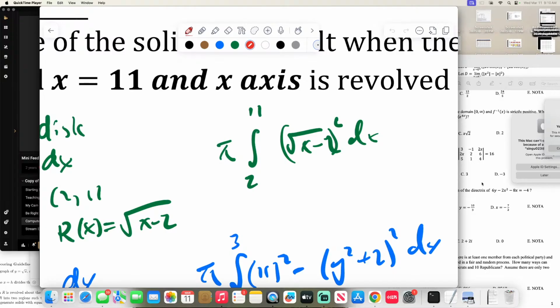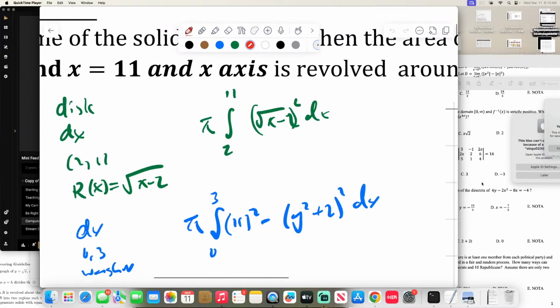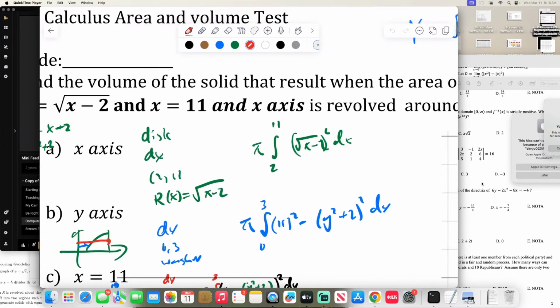All right. So the first one is pi integral from 2 to 11 of (square root of x minus 2) squared dx. Is this okay? Anything I need to go over on this one? Yes? Oh, well, we get there. We get one at a time. So B is going to be 0 to 3, (11 squared minus (y squared plus 2)) squared dx, pi in the front. Good?